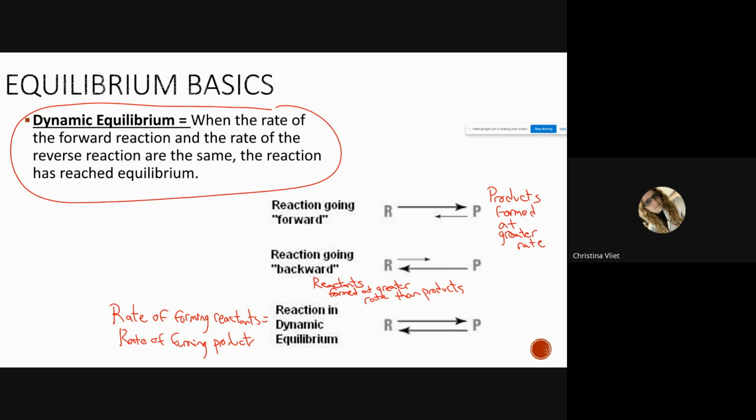I'm gonna give you about 20 more seconds to write down what I had here. Products formed at a greater rate. If I say the reaction's going backwards or going to the left, that means the reactants are being formed at a greater rate. And if I say that we're in equilibrium, the rates are the same as each other.